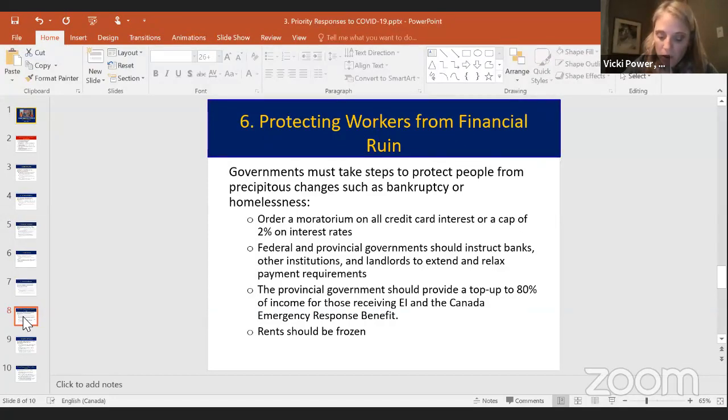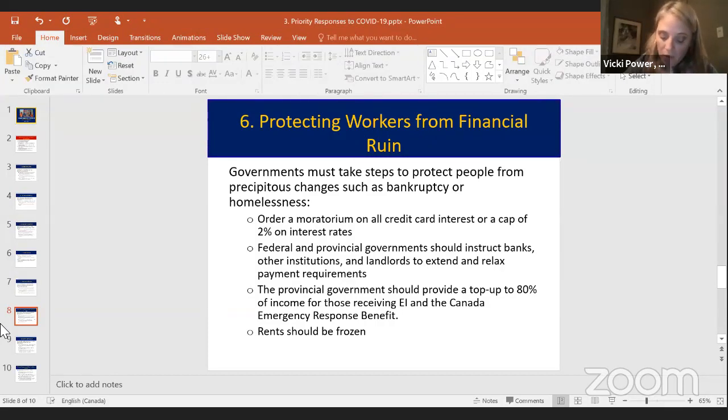The federal government should instruct utilities, banks, landlords, credit card companies, and financial institutions to extend and relax mortgage, rent, and bill payment requirements, loan servicing obligations, and other responsibilities facing consumers and households. The provincial government should instruct all provincially regulated institutions to extend and relax payment requirements on financial responsibilities facing consumers and households, including rent and mortgage payments.